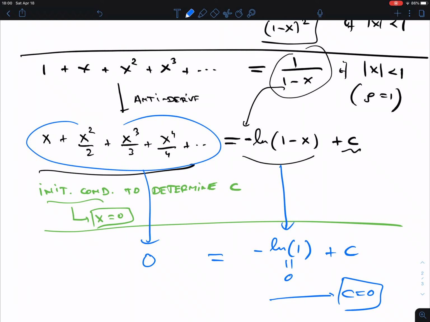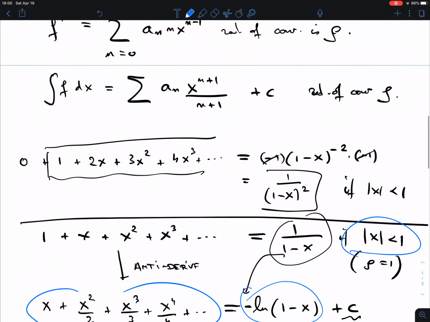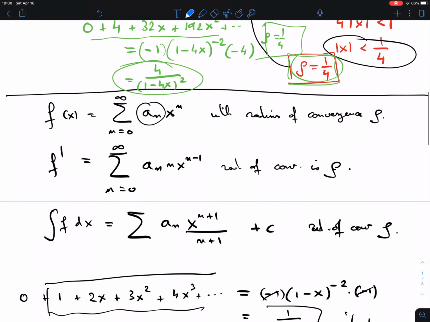If you have a new function here, what is the integration constant that you get? And I repeat, what about rho, the range of convergence? It remains the same. So this is again under this condition. That doesn't change, right? That's what I said here. This range of convergence is always the same whether you take the derivative or the antiderivative.